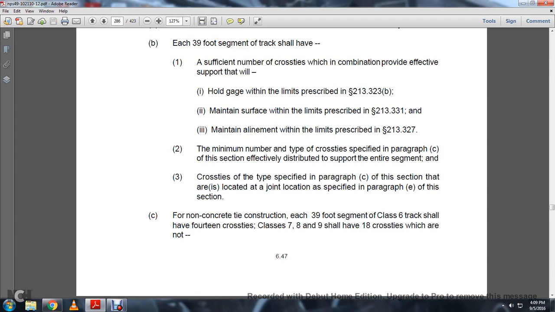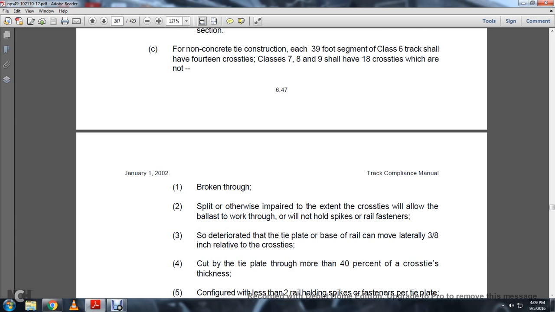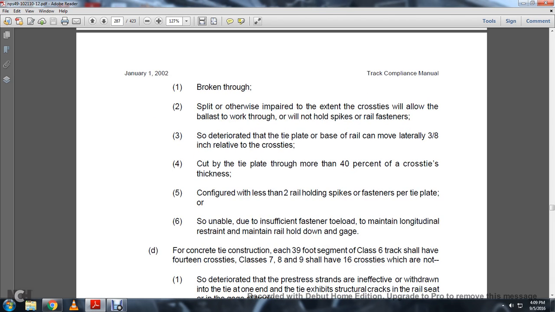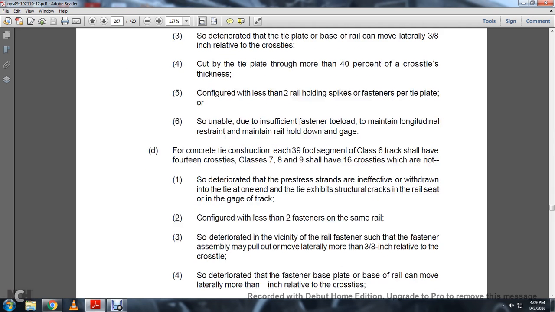C. For non-concrete construction, each 39-foot segment of Class 6 track shall have 14 cross ties, and Class 7 and 8 shall have 18 cross ties, which are not: 1. Broken through, split, or otherwise impaired; 2. So deteriorated that the ballast can pass through or the tie will not hold its spikes for rail fasteners; 3. So deteriorated that the tie plate or base of rail can move laterally more than 3/8 of an inch relative to the cross tie; 4. Cut by the tie plate through more than 40% of the cross tie thickness; 5. Configured with less than 2 rail-holding spikes per tie plate; or 6. Unable to maintain longitudinal restraint, and maintain the rail holding gauge.